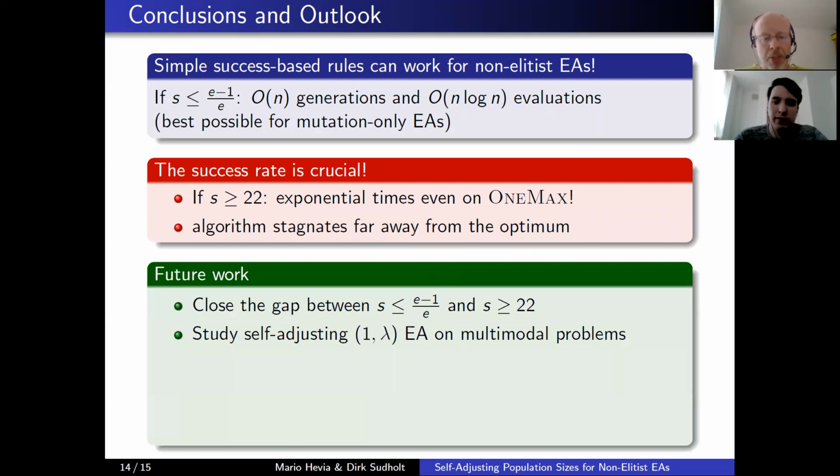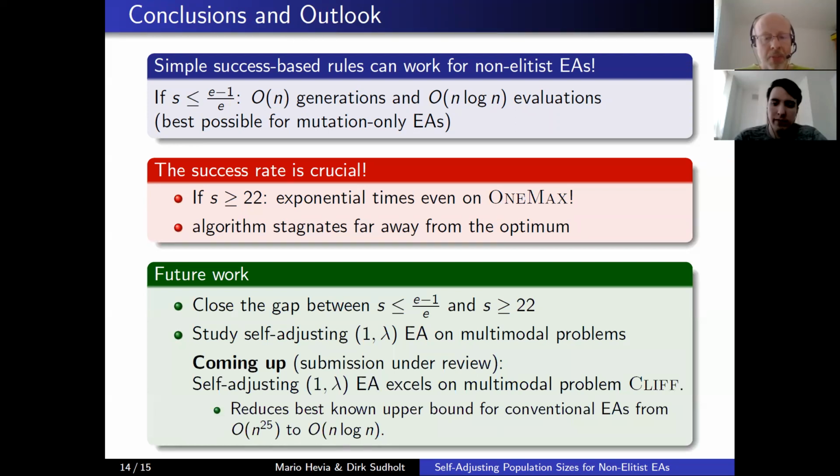Future work would be to close the gap between the efficient and the inefficient regimes for S, and to study self-adjusting 1, lambda EAs on multimodal problems. We've already done this after we submitted this GECCO paper. We've produced another paper that's currently under review, where we've shown that the self-adjusting 1, lambda EA excels on the multimodal problem Cliff, in the sense that it reduces the best known upper bound for conventional EAs from O of n to the 25th to O of n log n. So this really shows the power of parameter control.